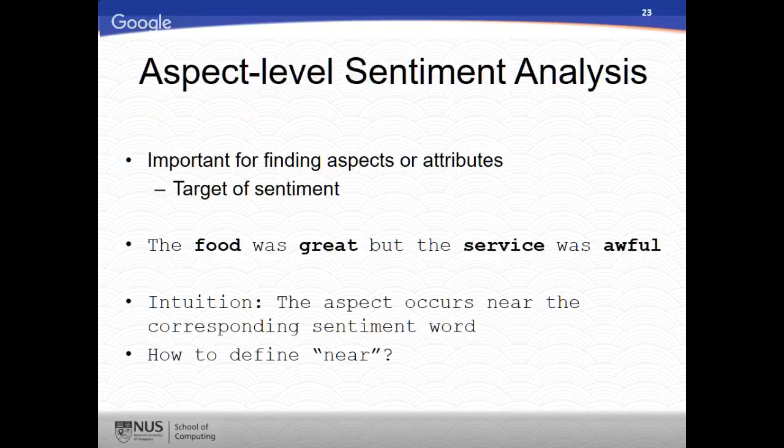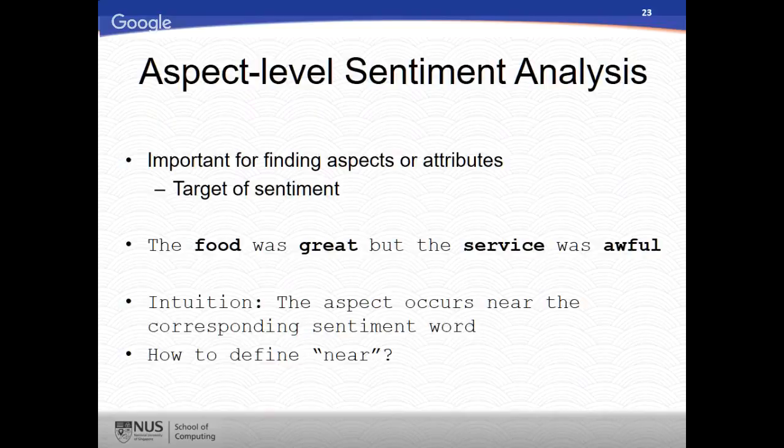For example, this sentence. Within one sentence, two sentiment polarities are correlated to two aspects. Food is great, but service is awful. So how can we extract the aspect and its corresponding sentiment? It is very useful in e-commerce.